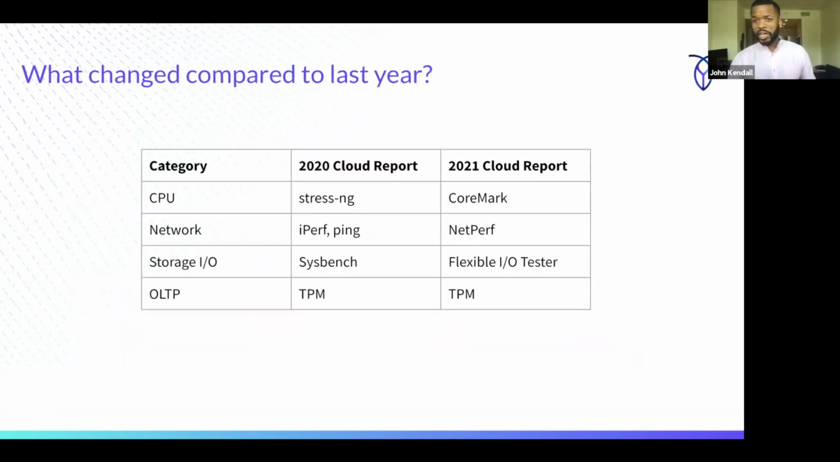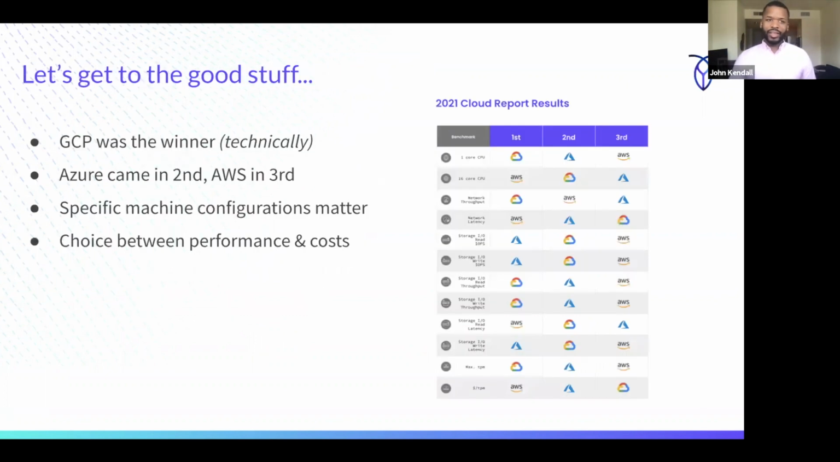And the Cloud Report has evolved. Benchmarking is an iterative process. We're not married to any benchmark. And in this year's report, we have a new set of micro benchmarks, and I'm happy to talk about that in depth later in the Q&A. And as a preview for what happened in this year's report, GCP won, but it's not that cut and dry.